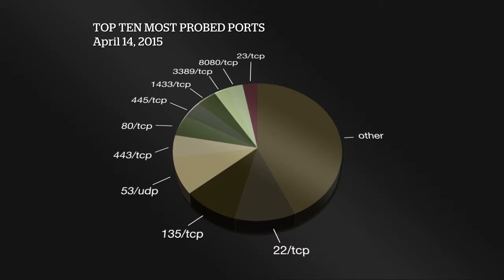443 TCP also moved up, but I wouldn't describe it as a significant anomaly or change in behavior relative to what we've seen in the past. Port 80 TCP is web. 445 TCP is a regular on the list here. Then 1433 is Microsoft SQL database, and 3389 is remote desktop protocol. 8080 TCP, we're going to take a look at later in the context of sources doing the probing, and we'll also take a look at port 23 later as well.